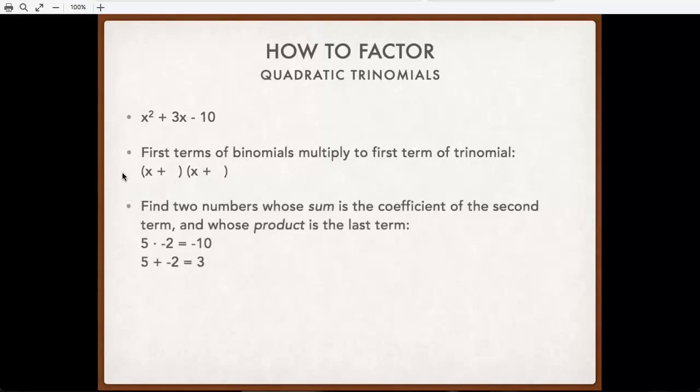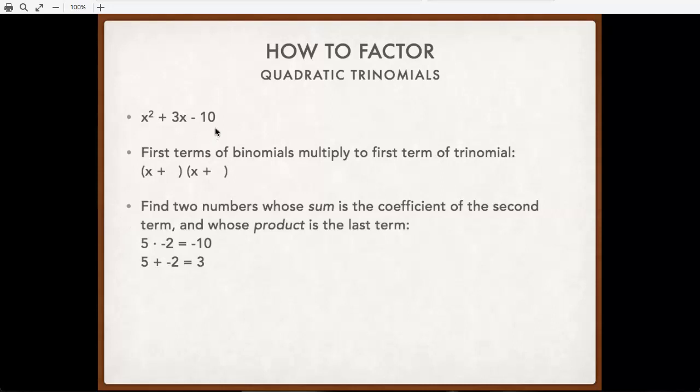Now we need to find two numbers that are going to add together. Their sum is going to give us the coefficient there, 3, and their product is going to give us this last term, negative 10. For this problem, the numbers that work are 5 and negative 2. 5 times negative 2 gives us negative 10, and 5 plus negative 2 gives us 3. So they multiply together to give you the last term, and they add together to give you the coefficient of the second term. Now, how did I find those?